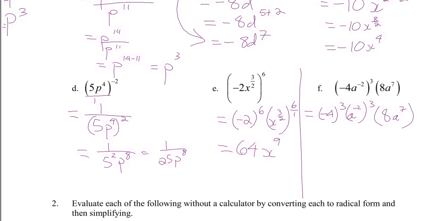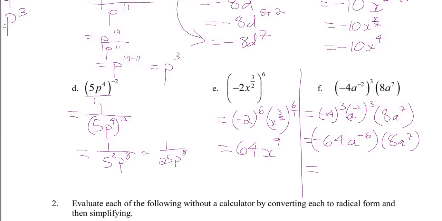Negative 4 cubed, when you cube a negative, what do you get? You get a negative, right? Because now you're multiplying negative 4 times negative 4, which will be positive 16, times negative 4, which will be negative 64. I've got a to the negative 6, okay, and we'll bracket that, and then I've got 8a to the 7.